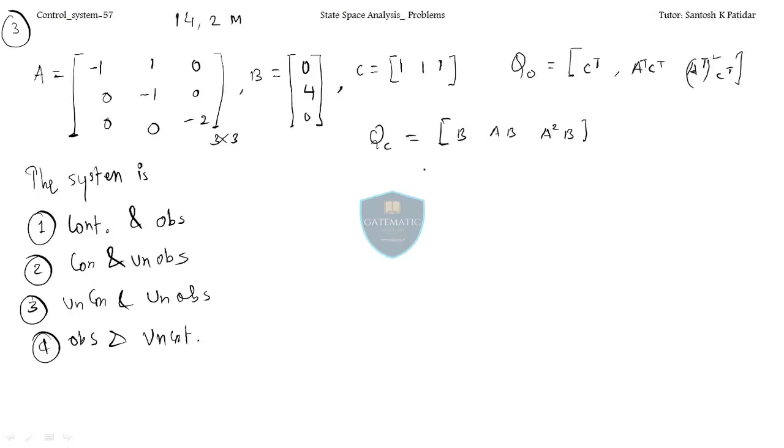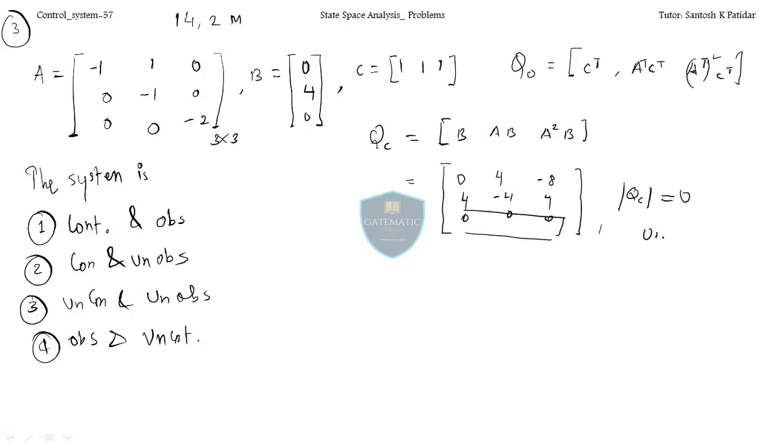Now let's find out QC first. When you frame this matrix by doing all the multiplication, you will get 0 4 0, 4 minus 4 0, minus 8 4 and 0. Now let's find the determinant of this matrix. Definitely it will be equal to 0. Why? Because when an entire row is 0, the determinant is 0. So this is uncontrollable.